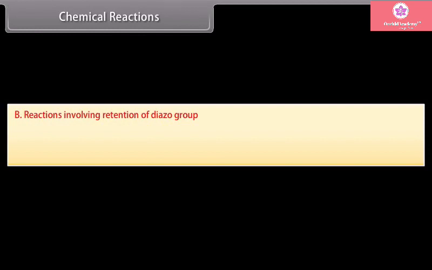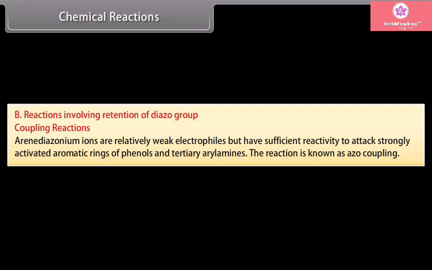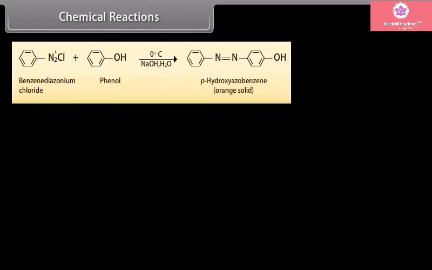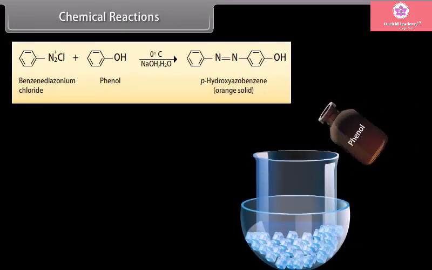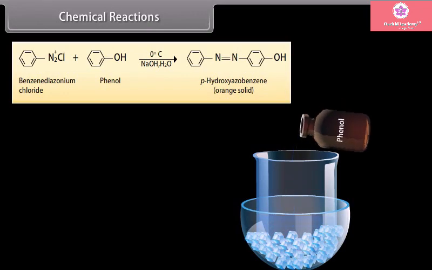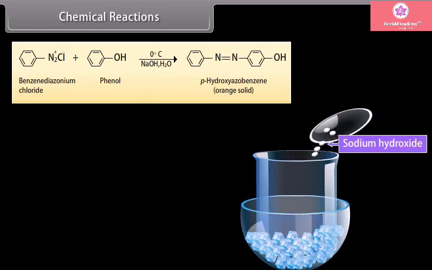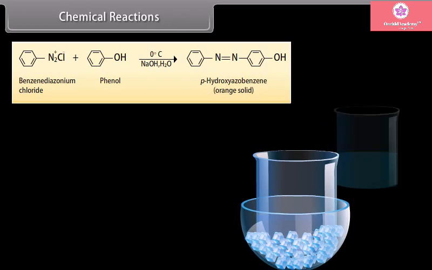Reactions involving retention of diazo group. Coupling reactions. Arene diazonium ions are relatively weak electrophiles but have sufficient reactivity to attack strongly activated aromatic rings of phenols and tertiary arylamines. The reaction is known as azo coupling. Benzene diazonium chloride reacts with phenol in the presence of sodium hydroxide and water at 0 degrees Celsius, produces para-hydroxyazobenzene.